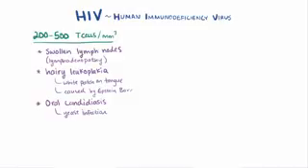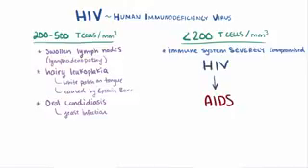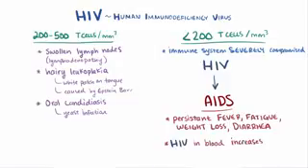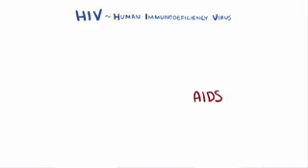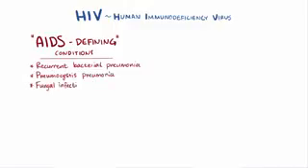As more T cells are lost, and the levels fall below 200 cells per cubic millimeter, the immune system becomes severely compromised, and at this stage the condition has progressed from HIV disease to AIDS. At this point, people experience things like persistent fever, fatigue, weight loss, and diarrhea, and the HIV count in the blood might increase significantly. Certain conditions start to develop that are said to be AIDS-defining, such as recurrent bacterial pneumonia, pneumocystis pneumonia, and fungal infections like candidiasis of the esophagus.